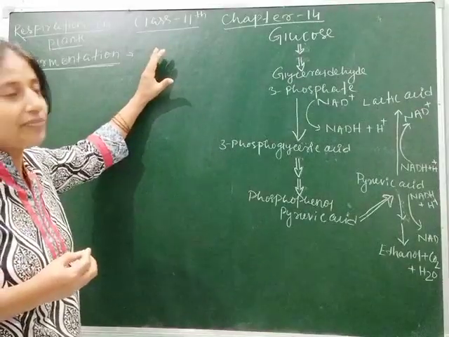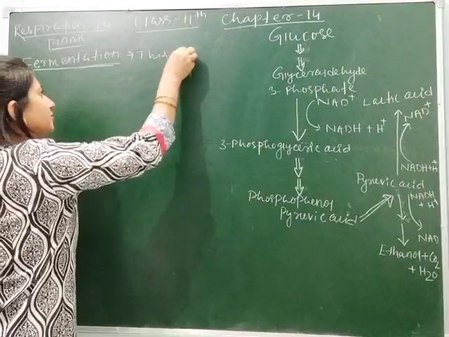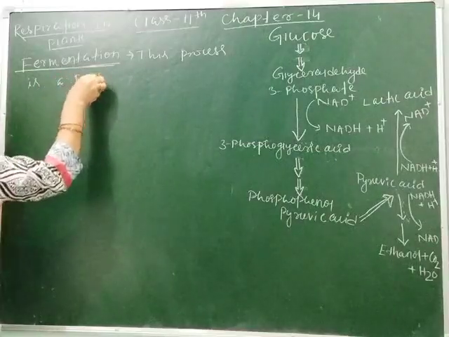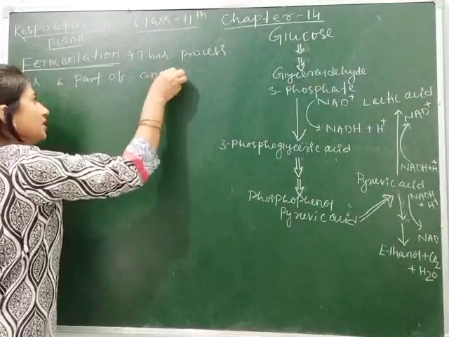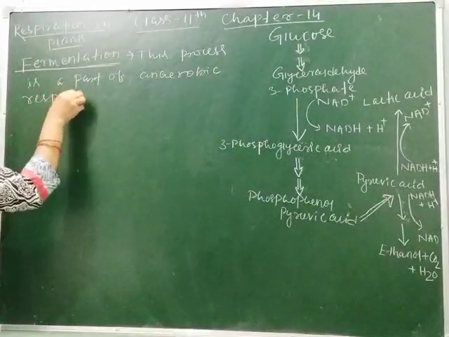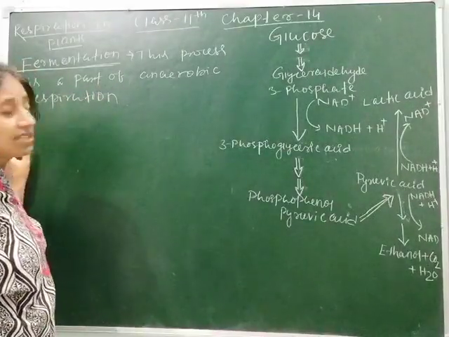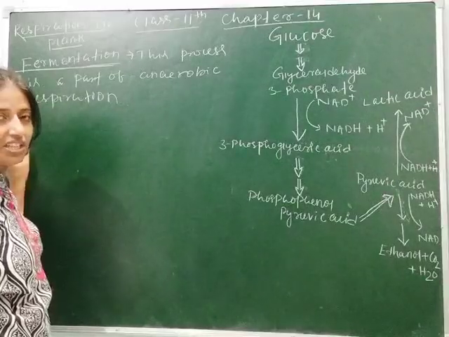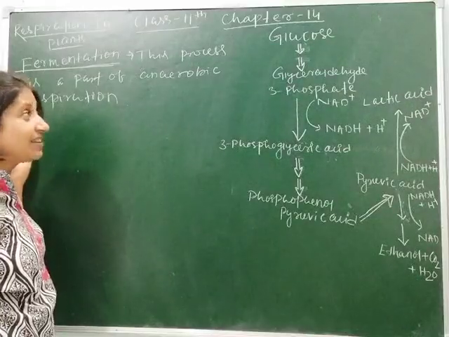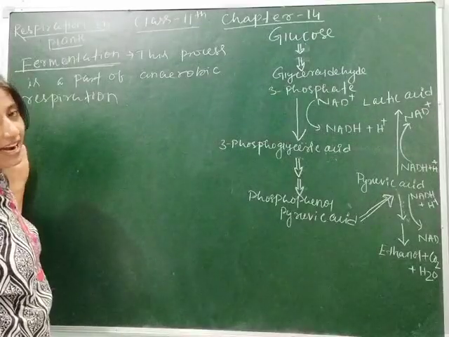This process is a part of anaerobic respiration. Respiration is divided into two types, one is aerobic and the other anaerobic. So fermentation comes under anaerobic respiration, in which some bacteria or simple celled organisms like yeast respire in the absence of oxygen and form carbon dioxide and ethanol.